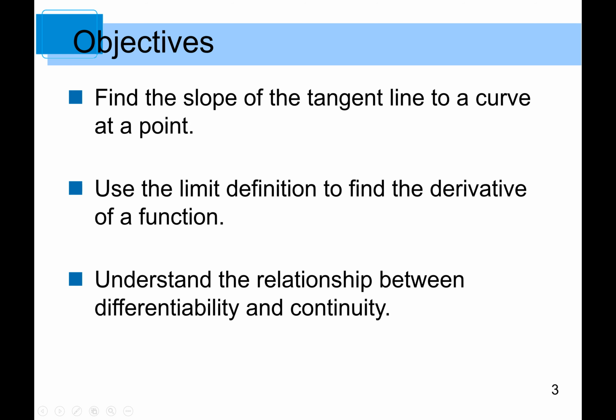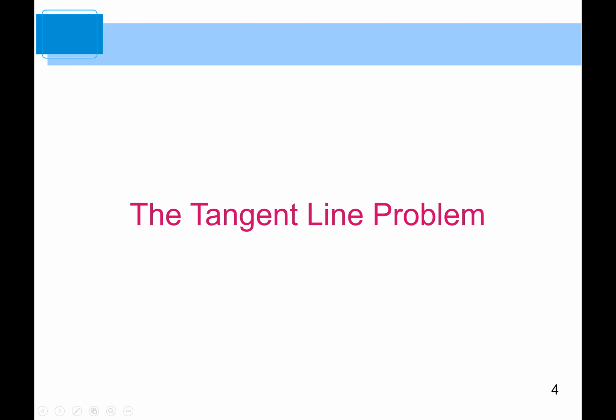So we will try to find the slope of a tangent line to a curve at a point. Use the limit definition to find the derivative of a function and try to understand the relationship between differentiability and continuity. So first of all, let's take a look at the tangent line problem.